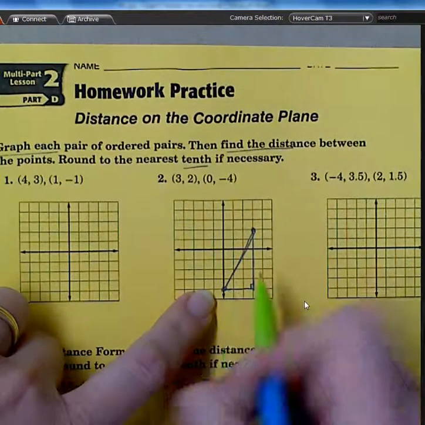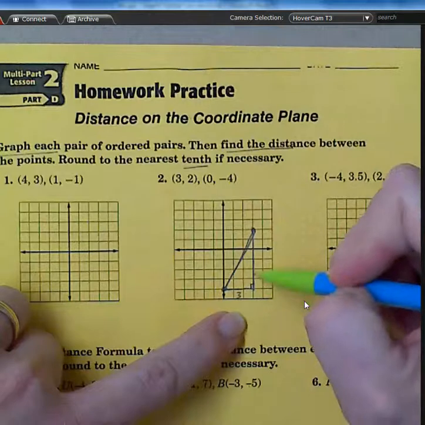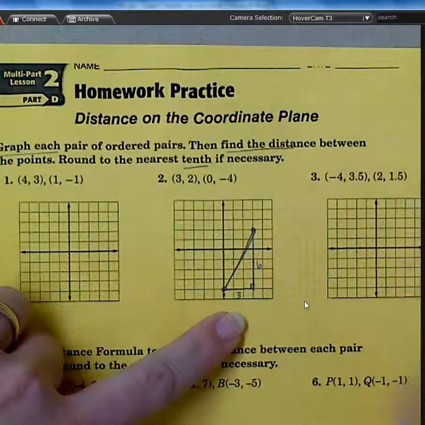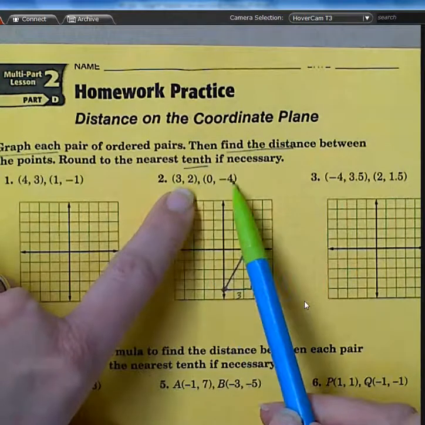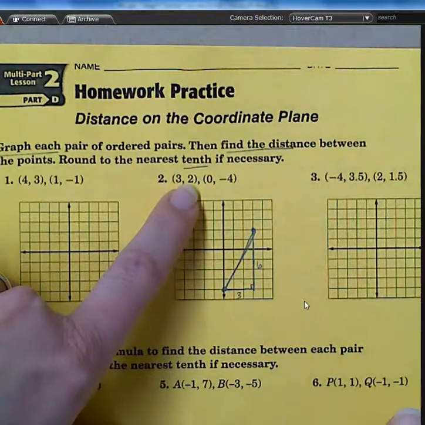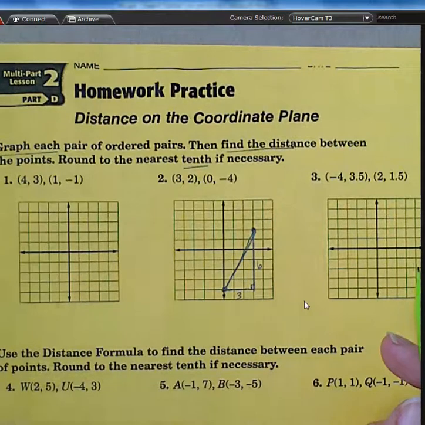It's 3 spaces this way in the x direction. And it's 6 spaces in the y direction. From 2 to -4 is 6 spaces. So when it crosses quadrants, sometimes people get it messed up. That's why I like to draw the pictures. Then I don't make that error.